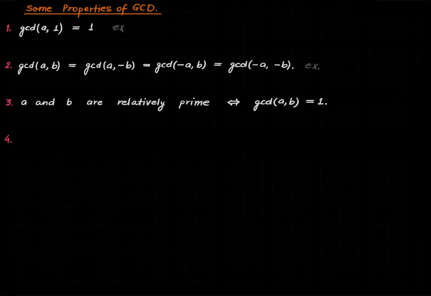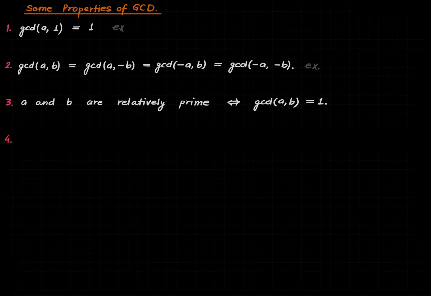Let's look at another one. So a and b are relatively prime. Recall what was meant by this notion, relative primality. Two integers, not both 0, were said to be relatively prime if the only positive common divisor of them was 1. That was the definition of relative primality.